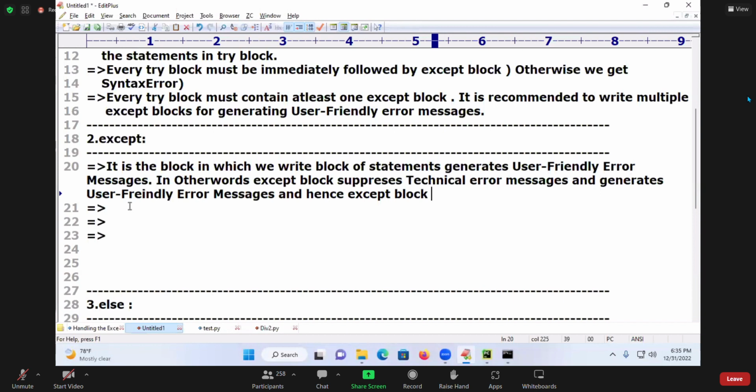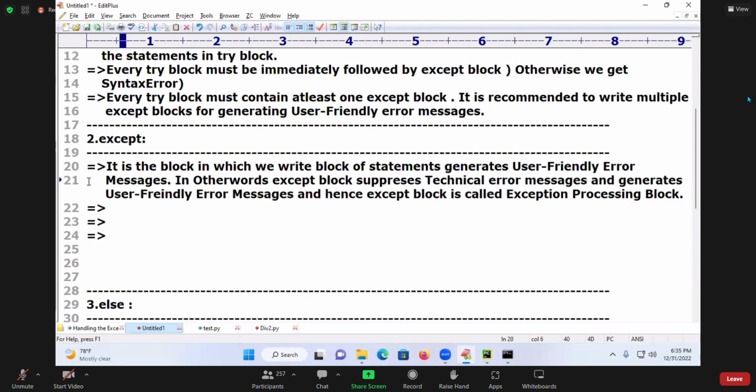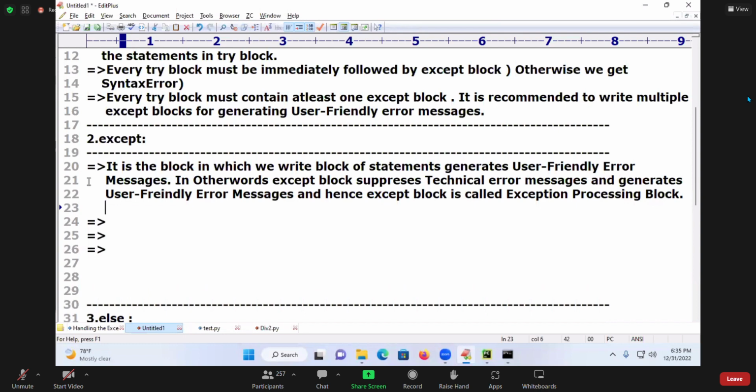And hence this block is called, the except block is called, what block? Exception processing block we can call, students.